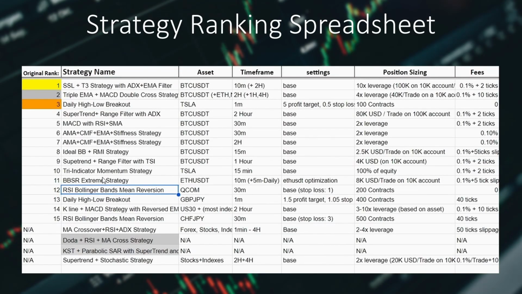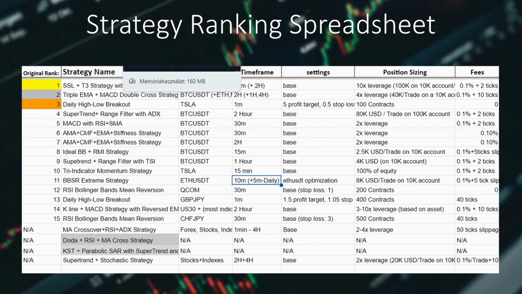Moving on, the next one is the BBSR Extreme strategy. This one was made for the ETUSDT 10-minute chart, but I found that it works well on multiple timeframes from the 5-minute till daily. Let's see if it's still good after its optimization date.